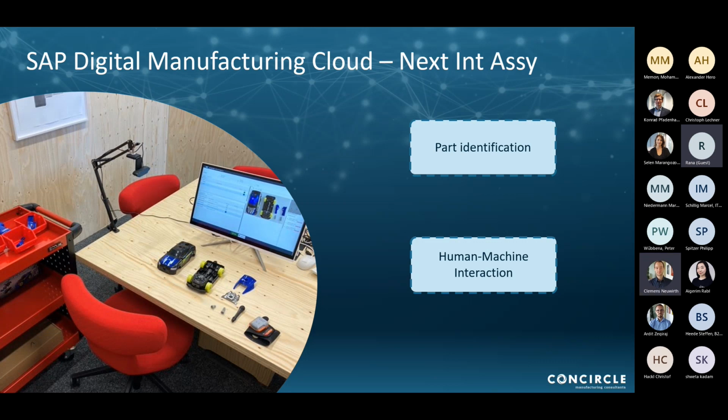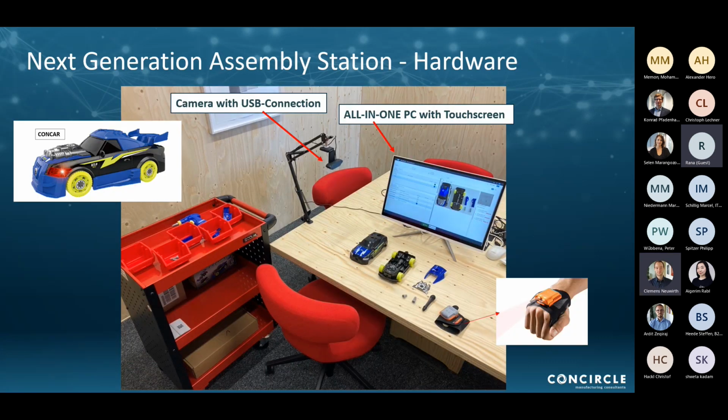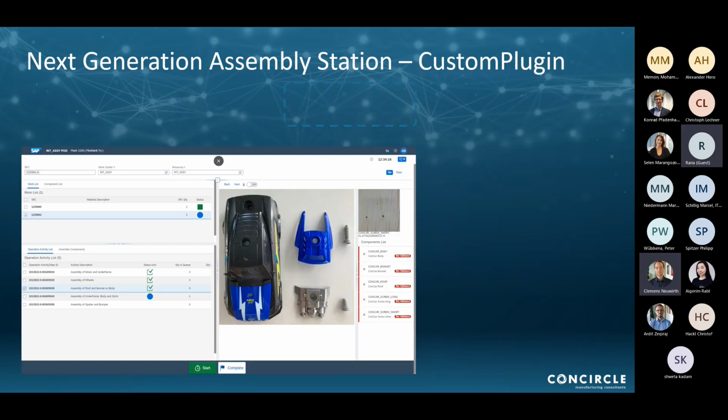To give you a brief overview of the showcase, I will start with the hardware of this assembly station. The goal of the worker is to assemble a model car called ConCar. As infrastructure, we have an all-in-one PC with touchscreen, as well as a camera which records the working surface. And as personal equipment for the worker, we have a hand scanner which allows flexibility and mobility. Let me jump now to the interesting part for this webinar, the software components of this showcase.